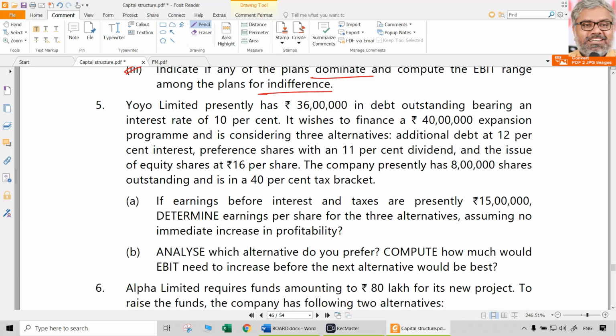Now moving on to question number 5. EOL Limited presently has 36 lakhs rupees in debt outstanding, bearing an interest rate of 10%. It wishes to finance a 40 lakhs rupees expansion program and is considering 3 alternatives. Additional debt at 12% interest, preference shares with a 11% dividend, equity shares at 16 rupees per share. The company presently has 8 lakh shares outstanding and it is in a 40% tax bracket. All the details are given.